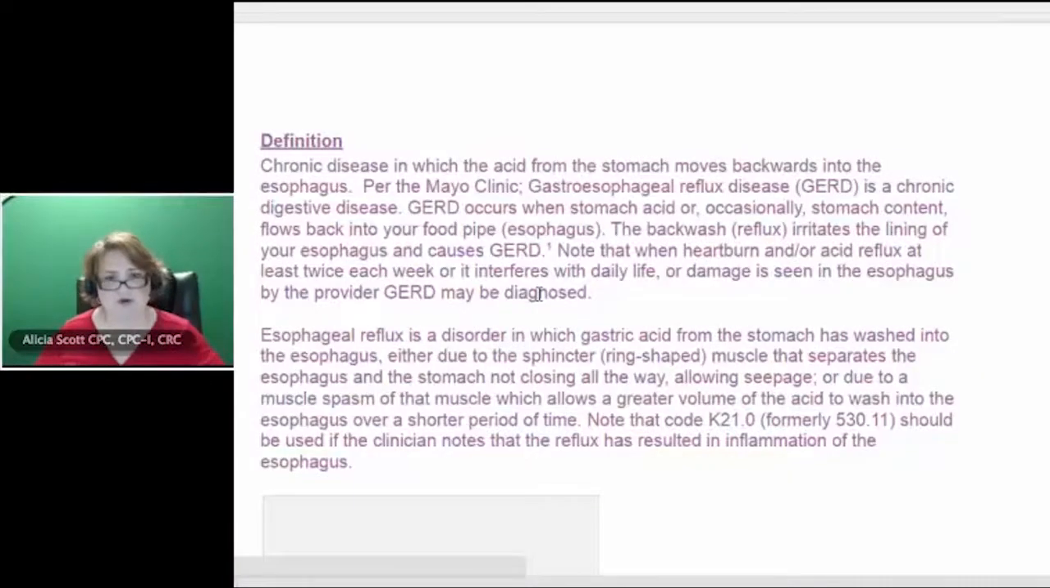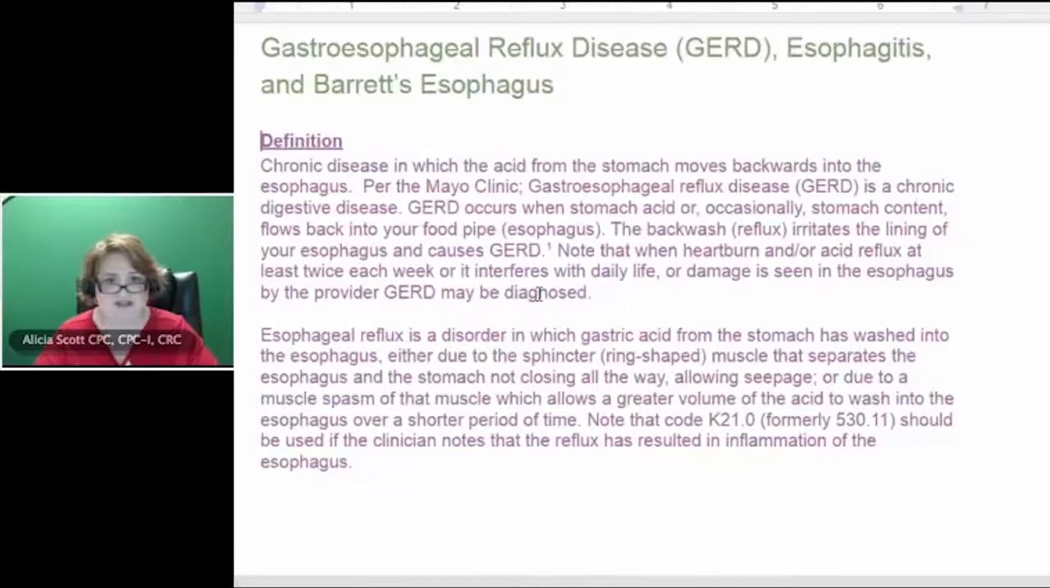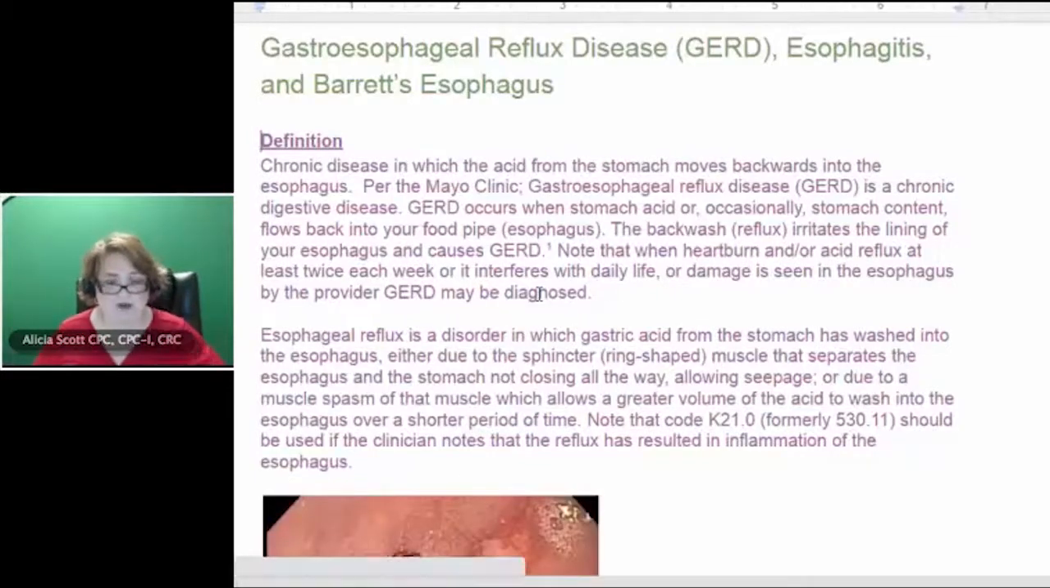In the pearls, there's like 20 plus pearls right now. They'll be expanded. Anything that risk adjusts that's a chronic condition, we intend to have a pearl or a tool for you to go to. So this particular one was under GERD, but it also covers esophagitis, Barrett's esophagus, and so it gives you the definition of GERD, esophageal reflux.